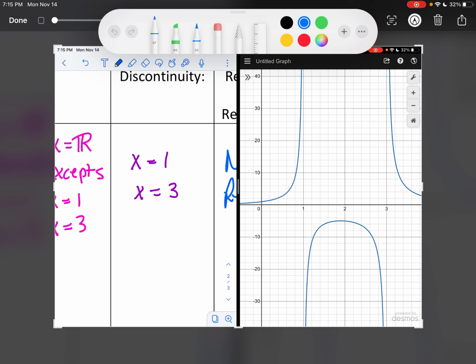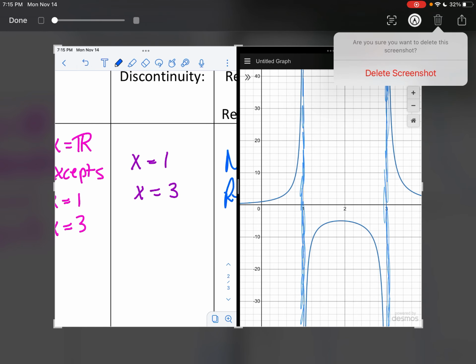So at 1, you see how it's not touching at 1? It approaches it, but it never touches. And that happens at 3 as well, see? Isn't that kind of cool? Some weird stuff happens at 1 and 3. Did that make sense? The kids should understand that if they're watching their notes.